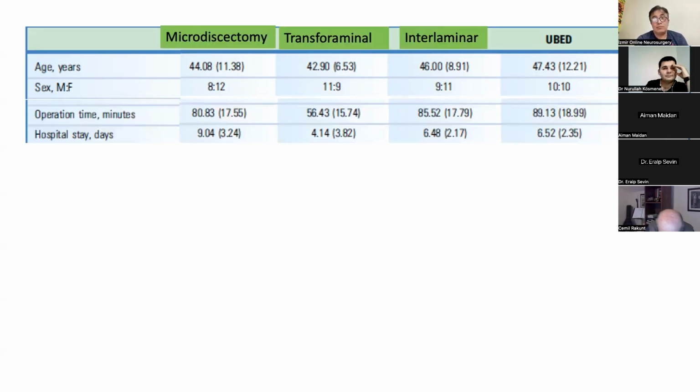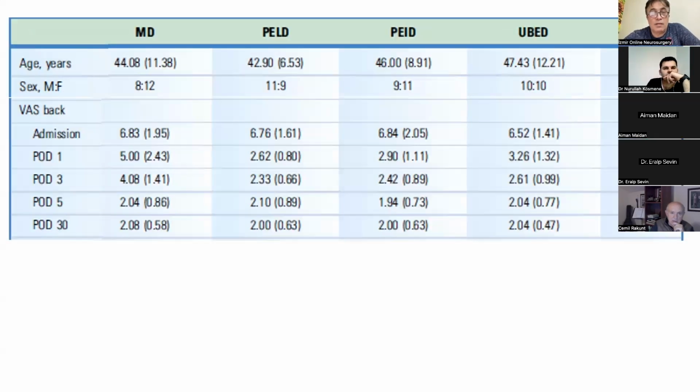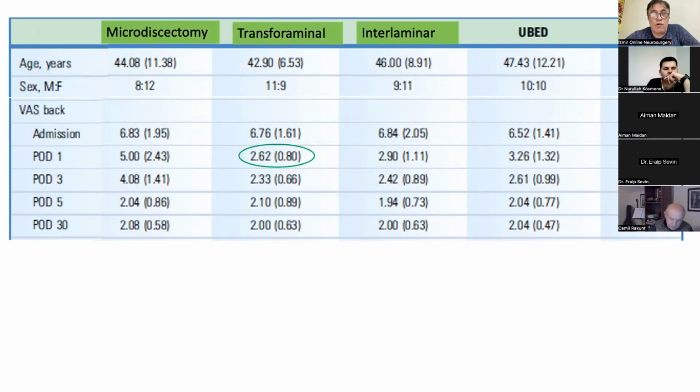When we look at the operation times, the operation time in the transforaminal technique is significantly shorter than the other three techniques. The hospital stay is also significantly shorter than the other three techniques. When we look at the postoperative VAS scores, the best results were obtained with transforaminal endoscopic discectomy on the first and third days. There was no statistically significant difference in lower back pain after 3 days.